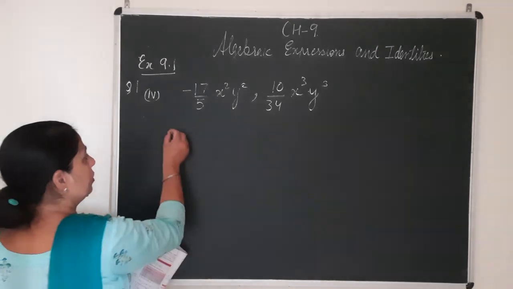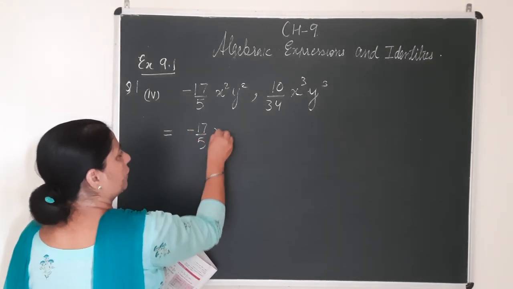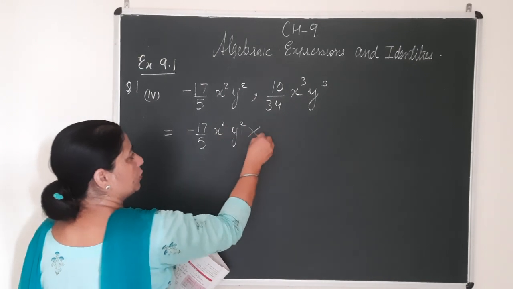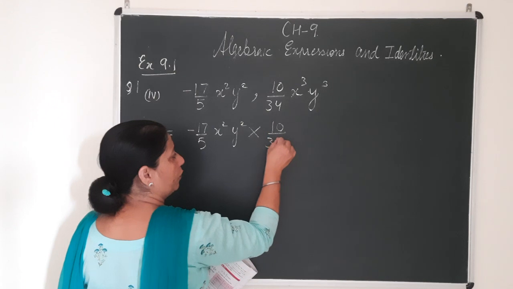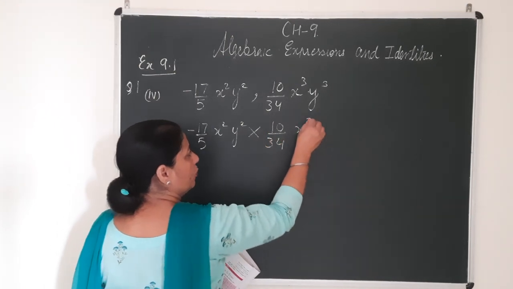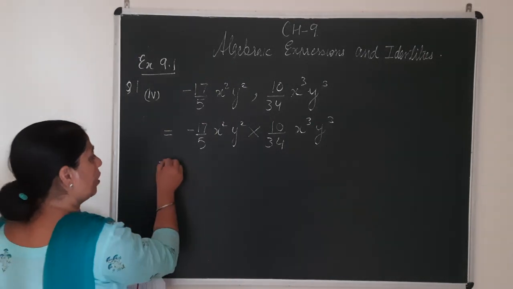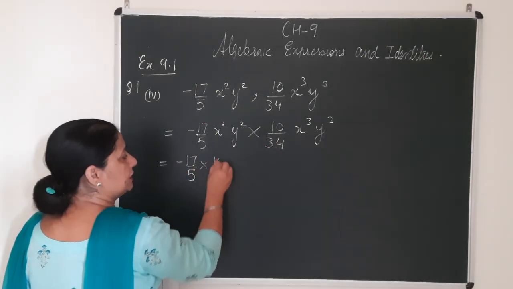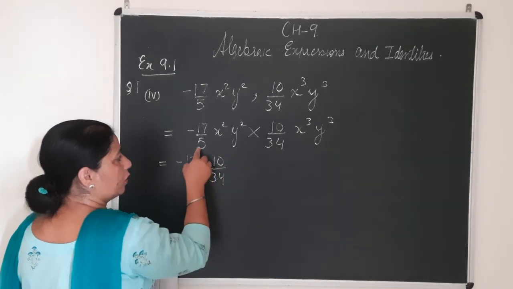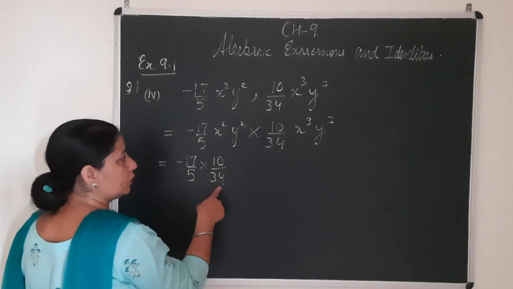So what you will do, the first thing you have to keep in mind is product means you have to put a multiplication sign. So put a multiplication sign in place of comma. 10 upon 34, x cube y cube. Step number 1. Step number 2, you have to first of all take the constants together. What are your constants? 17 upon 5 and 10 upon 34. So you take them together.